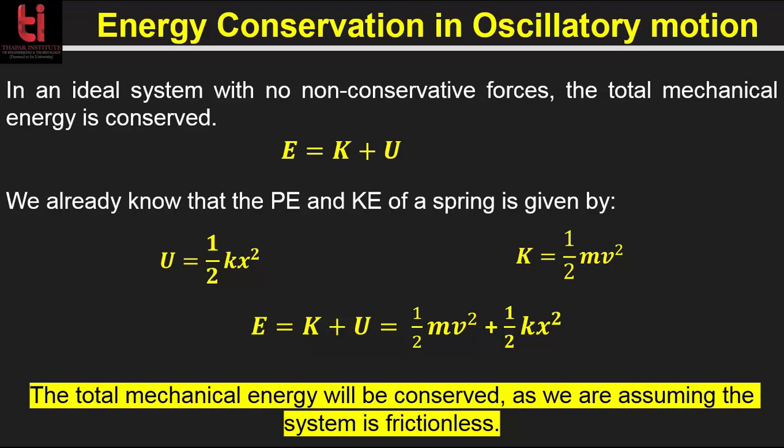Then you can say that E, which is the total energy, is equal to the kinetic energy plus the potential energy, that is K plus U, and that will be equal to half mv squared plus half kx squared. That means the total mechanical energy will be conserved, as we are assuming the system is frictionless.